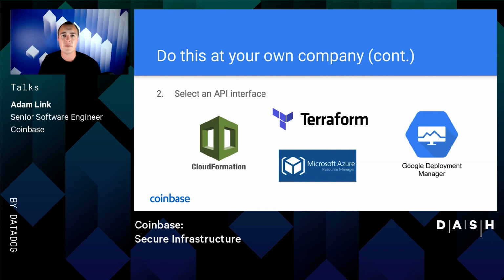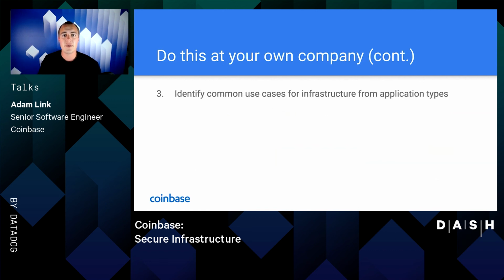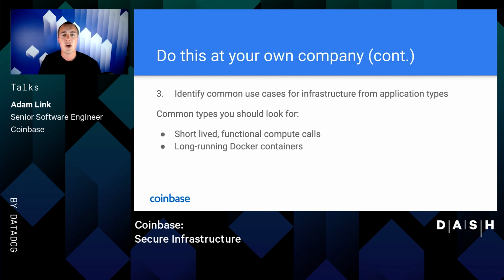Like CloudFormation. The third step to do this at your own company is to identify common use cases for application types. And what I mean by this is really thinking critically about what your infrastructure team is asked to build. So for instance, are you constantly asked to build short-lived function calls, where something like a serverless application may be a productized offering you can offer to developers? Do you always have long-running Docker containers that need to be built?